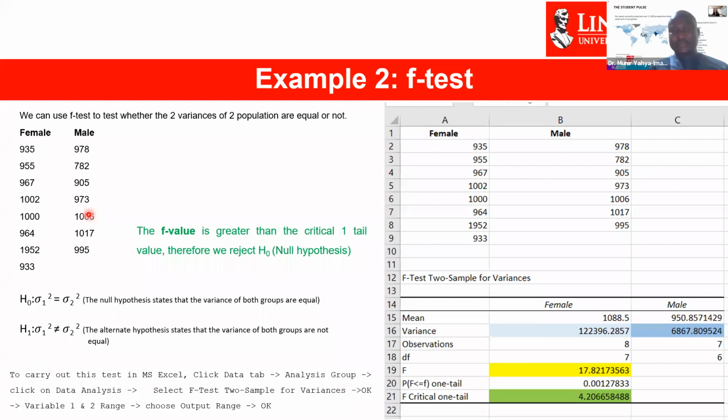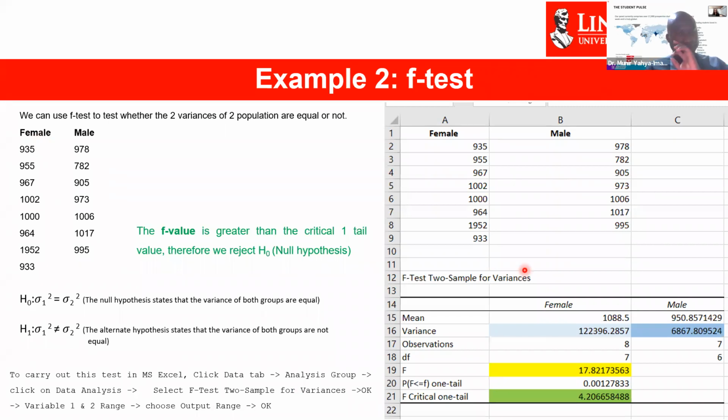So how do I test this? To do this, it's very simple. In Excel, you click on the data tab, then go to the analysis group, then click on data analysis. Once you click on data analysis, you select F-test for two sample variances. Then you click OK. Then you fill in the variable one and variable two ranges with what you have here. Then you choose the output range where you want your result to appear. Once you are done with that, you just click OK. You are going to get this result.